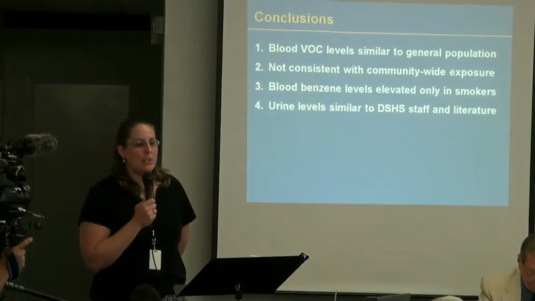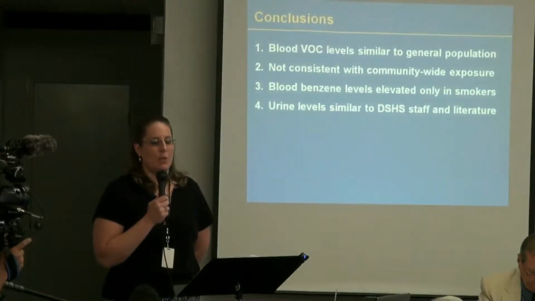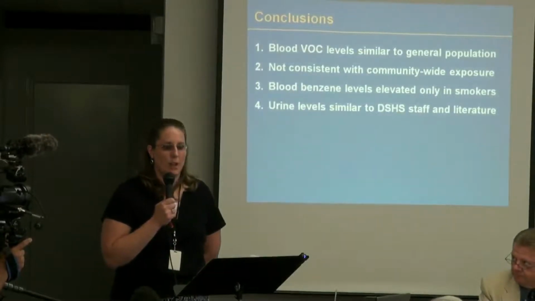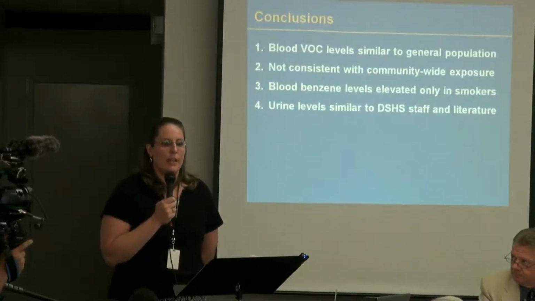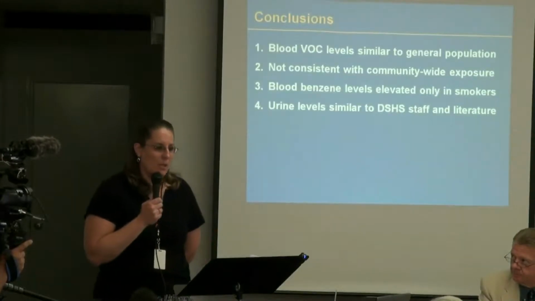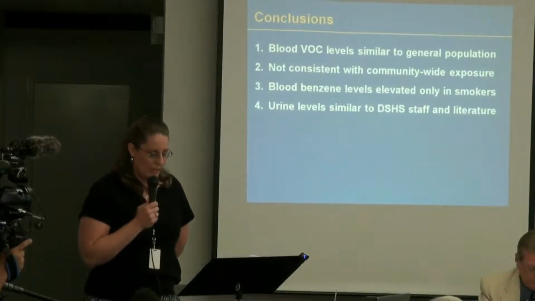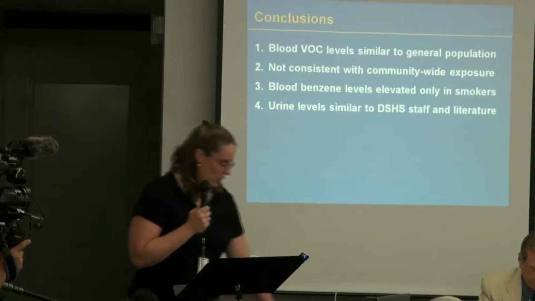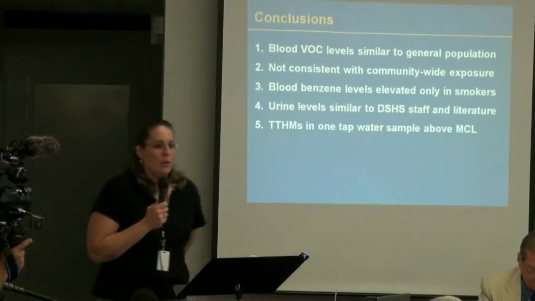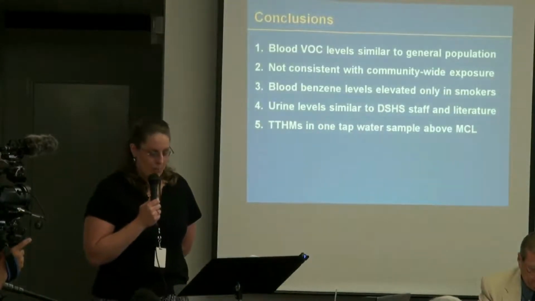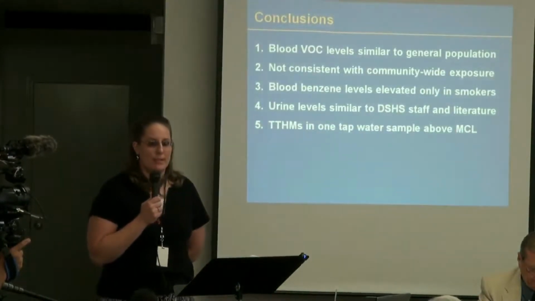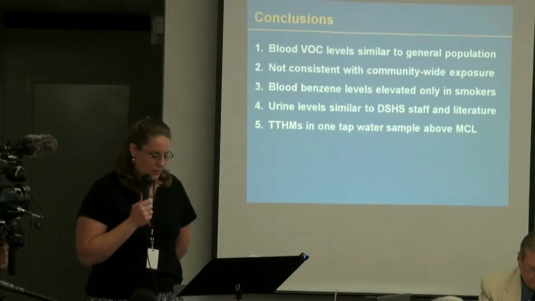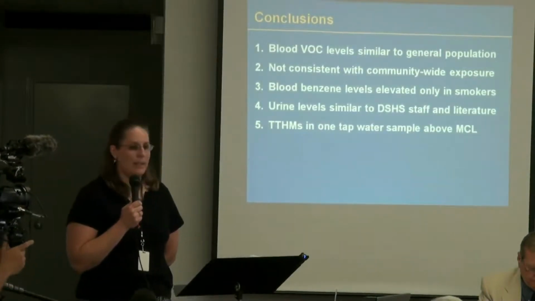Although we don't have information about levels of urinary metabolites in the general United States population, we did compare the results of the urine samples to the DSHS staff results and to published analytical method papers. AMCA was the only compound that appeared to be higher, but the reason for this difference is not known. For most of the VOCs that we tested in tap water, the levels were well below the regulatory standards set by the EPA. However, one tap water sample did have levels of the trihalomethanes above the MCL.